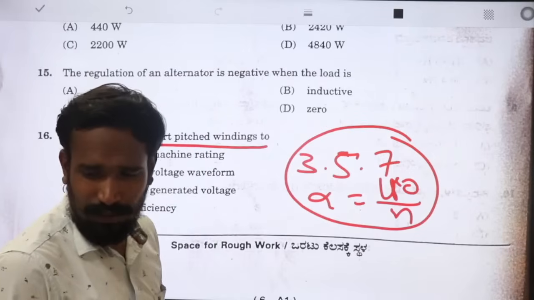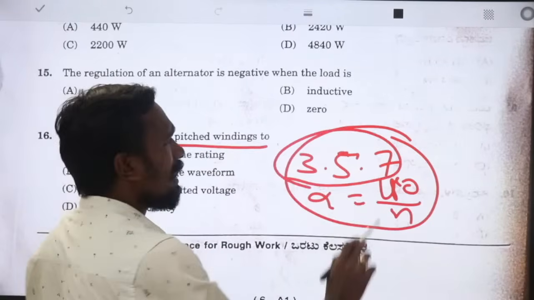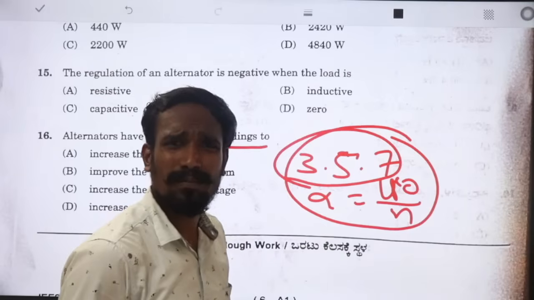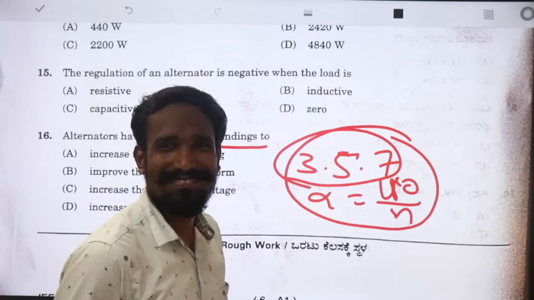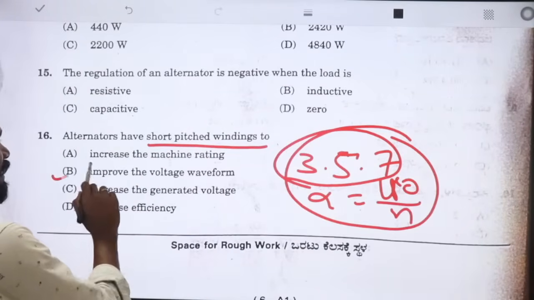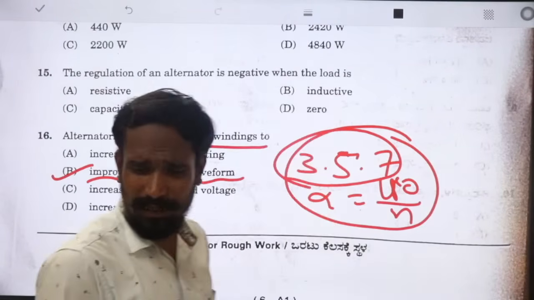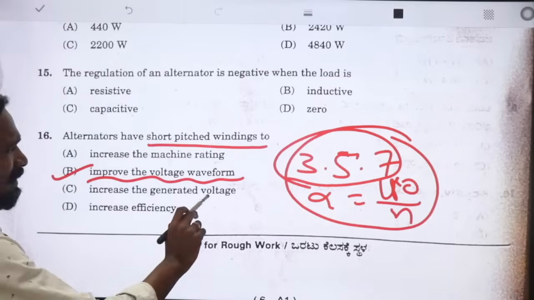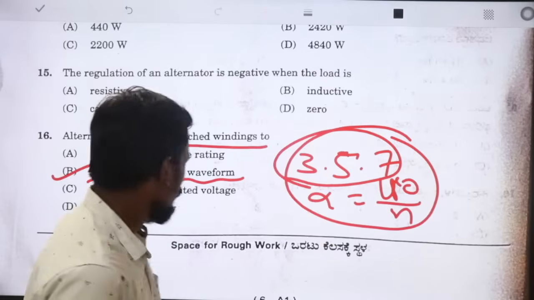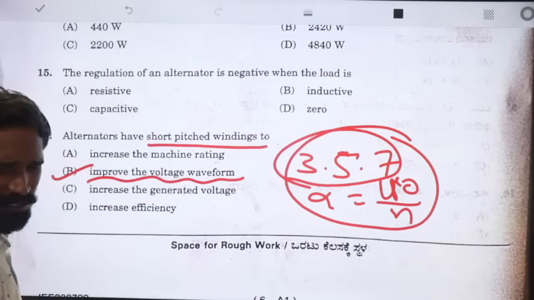Very good Prashant. So what is the answer here? In order to eliminate the harmonics, that is for a better EMF waveform. Yes or no, guys? So what is the answer? This option is not correct. Improve the voltage waveform is the correct answer. And increase the generating voltage? No, generating voltage will reduce because of short pitching. And increased efficiency is not correct. Yeah, very good Girish.